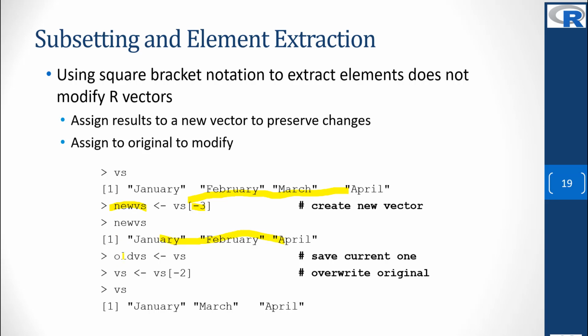Now, if you want to modify the original, you can, but you have to be careful here. So what I'm doing is I'm backing up the original month name vector. I'm calling it old VS and assigning it to VS. Now I've created a new copy of that original vector, and now I can modify the original, eliminate the second element, which is February, and now I've modified that original vector.